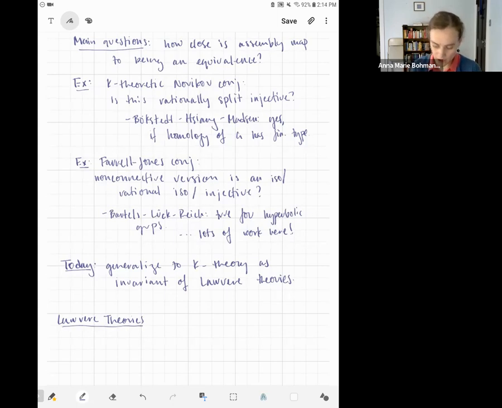Okay. So Lawvere theories. What are Lawvere theories? Well, I want to think of a Lawvere theory as a general way of encoding algebraic structure. When I think about algebraic structure, I think about things like modules over a ring, or being a group, things like that.